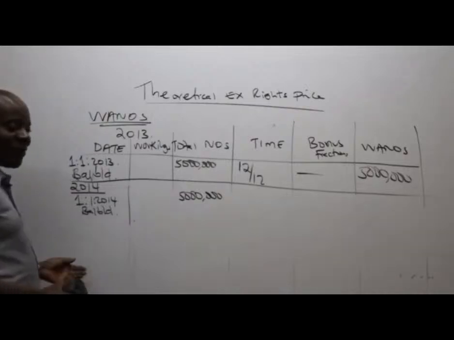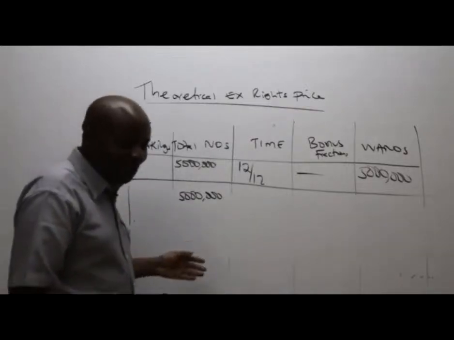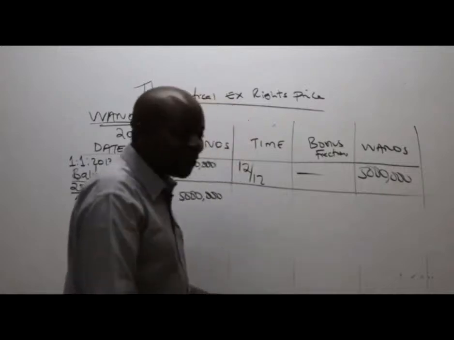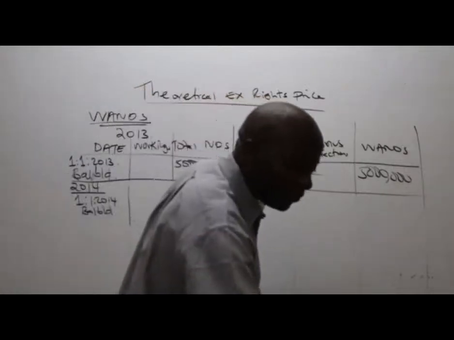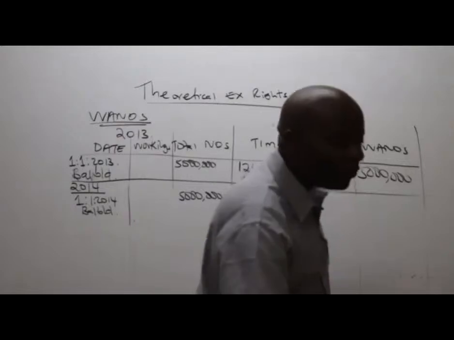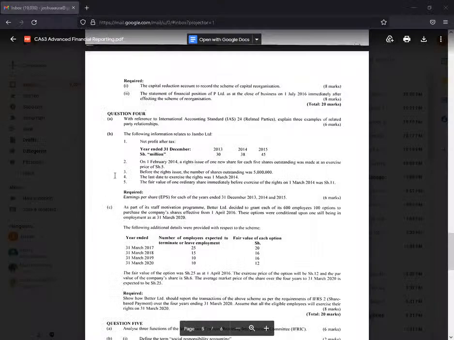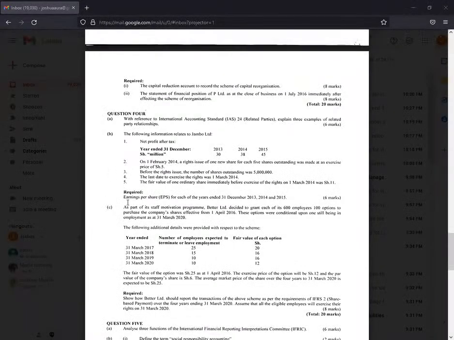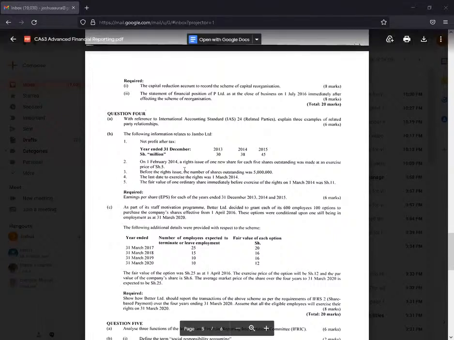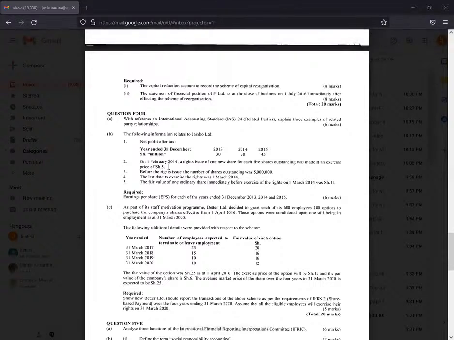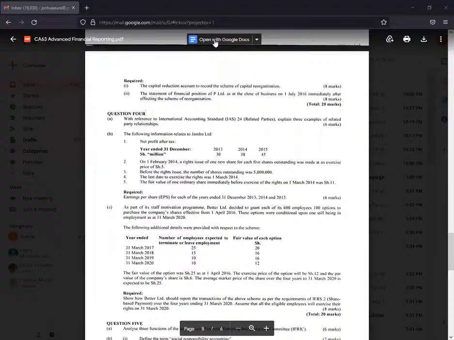Now, ladies and gentlemen, could you kindly listen to me very well. 2014 kuna mambo ilifanyika. Ukiona vizuri hapa 2014, which date is this? On 1st February 2014, a rights issue of 1 new share for each 5 shares outstanding was made at an exercise price of how much here, somebody? 5. So there was a new issuance of shares which will be affecting our NOS.